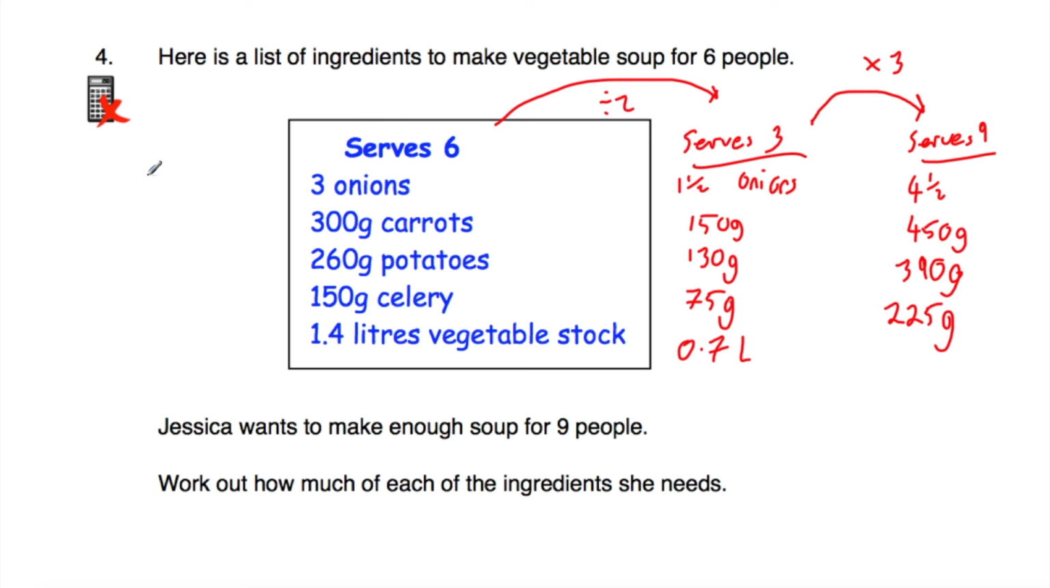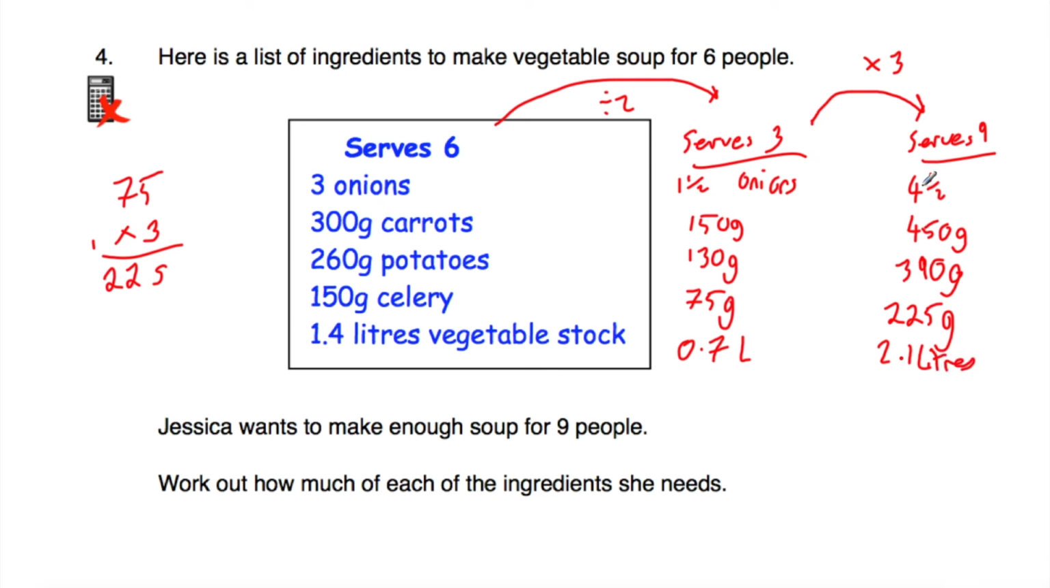And just remember, it's a non-calculator question, but you can do your method to the side. So we could do 75 multiplied by 3. 3 times 5 is 15. Put a 5 down, carry a 1. And 3 times 7 is 21 plus 1 is 22. So that's 225 grams of celery. Okay, and then finally vegetable stock. So for 3 people, we needed 0.7 litres. But for 9 people, we're going to need 3 times more. So 0.7 times 3 would be, well, 0.7 plus 0.7 is 1.4. Plus another 0.7 would be 2.1 litres.